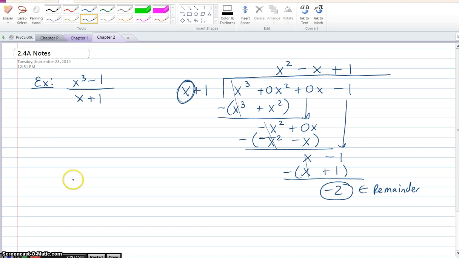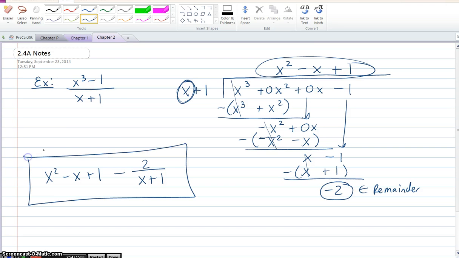So when you're writing your solution, the whole number part is the x squared minus x plus 1. Plus, then you have the remainder, which is part of a fraction. So the numerator of the fraction is going to be the negative 2 all over what you were dividing by, which is the x plus 1. And that is what this divides into. So it's got a whole number part, the x squared minus x plus 1, and a fractional part because it does have a remainder.